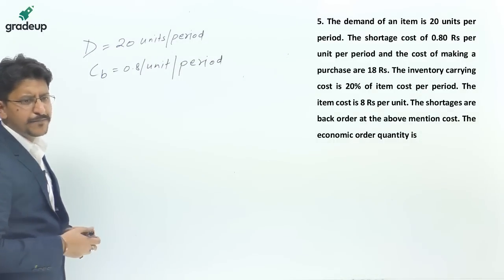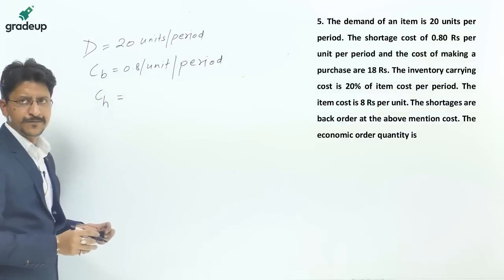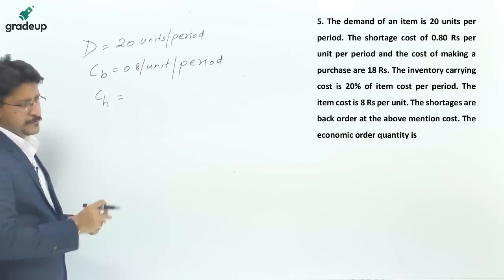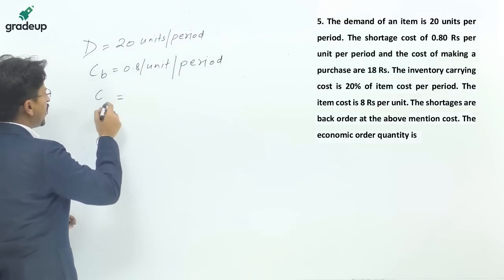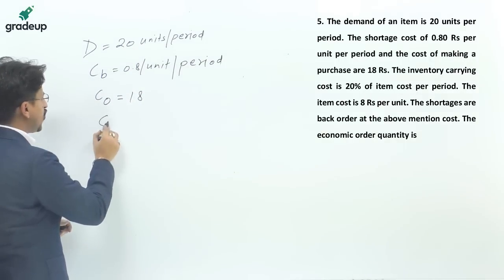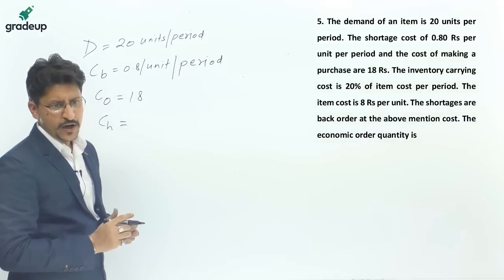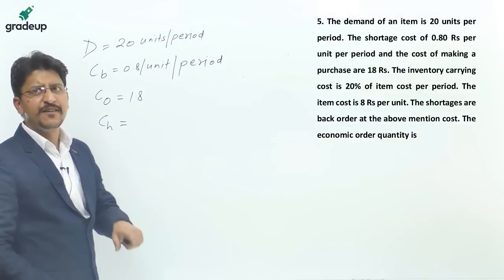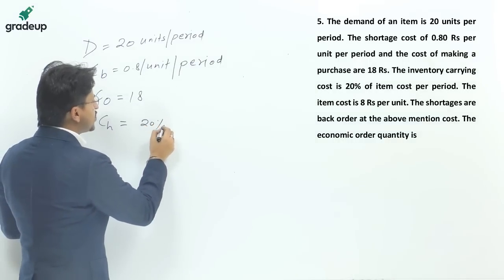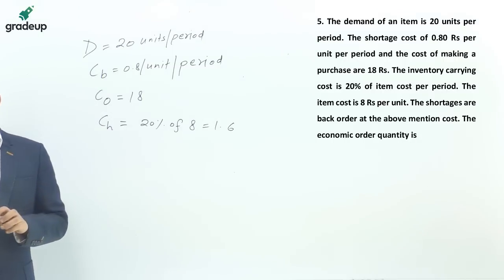The cost of making a purchase is rupees 18. That is the purchasing or the ordering cost, rupees 18. The holding cost or the carrying cost is 20% of the item cost given as 8. So that will be 20% of 8, which will be equal to 1.6.